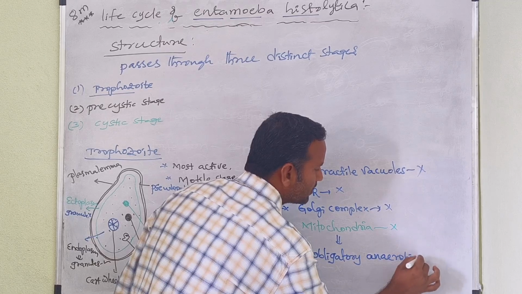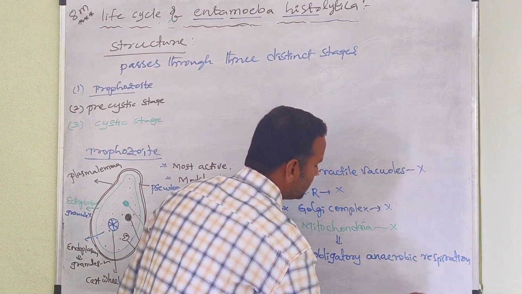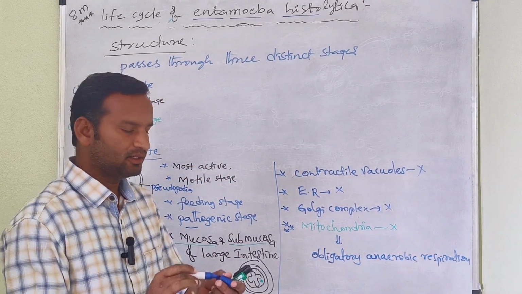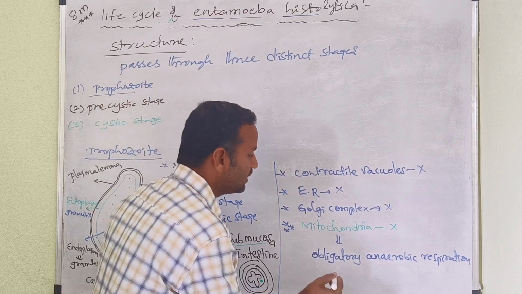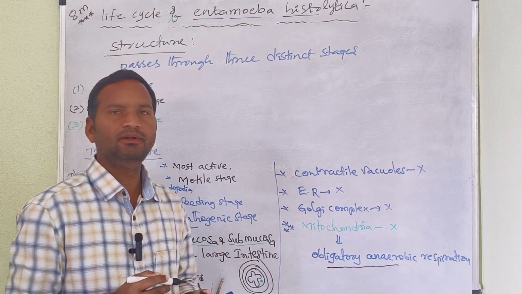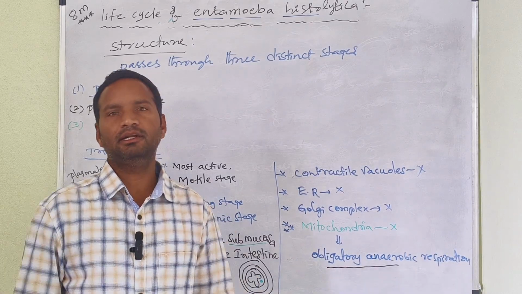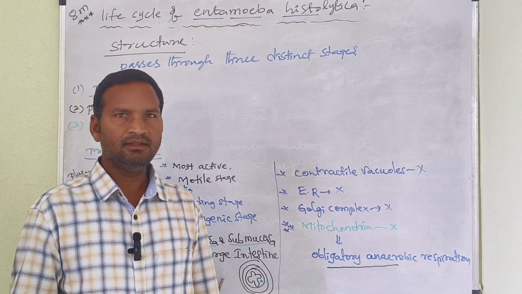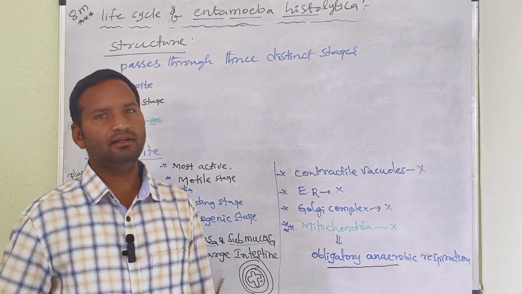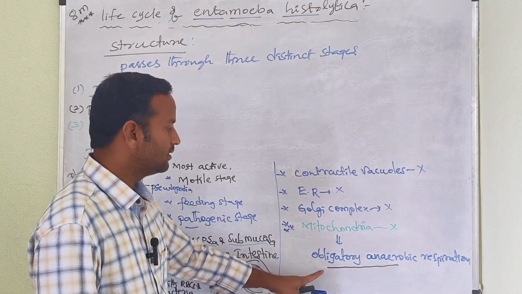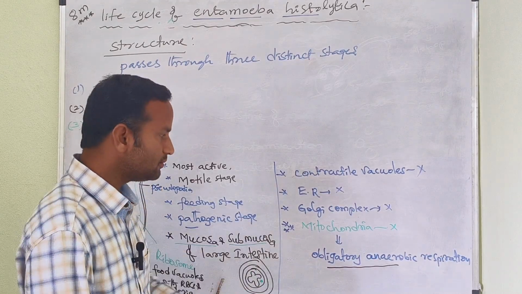Aerobic respiration, which indicates what? Anaerobic respiration. Obligatory anaerobic respiration. So what is the meaning of obligatory anaerobic respiration? Obligatory anaerobic respiration means, simply, that the organism can lead its life in the absence of oxygen as well as in low availability of oxygen. Got it? That is called obligatory anaerobic respiration.